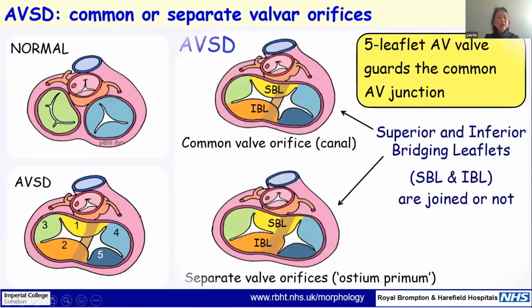And therefore, with an atrioventricular septal defect, we have a different formation of the valve guarding that atrioventricular junction. We can have 5 leaflets in both settings, but then we may have variations whereby the superior and inferior bridging leaflets are not connected to one another, versus the ones where they are connected and therefore separate that common atrioventricular valve orifice into 2, the so-called ostium primum kind of defect.